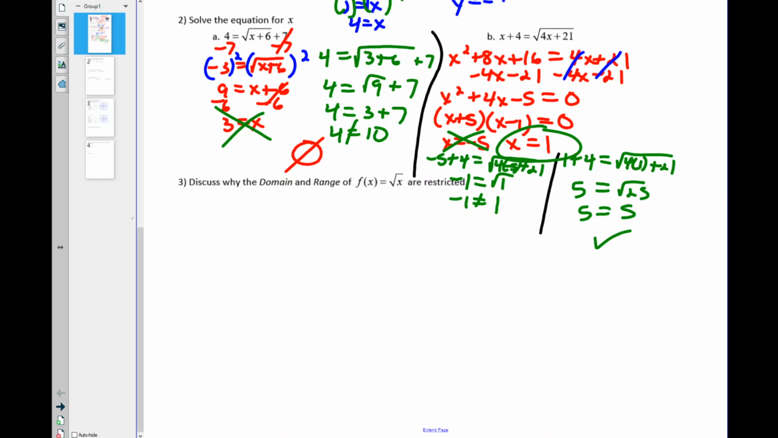Okay, number 3. This is kind of a discussion. Discuss, like, meaning that you have to have some type of a narrative, like sentences and stuff. It doesn't have to be like a huge essay, but I think like 2 or 3 sentences should suffice. Discuss why the domain and range of f of x is equal to square root of x are restricted. What do we call this? When you say f of x is equal to square root of x, what is that called?